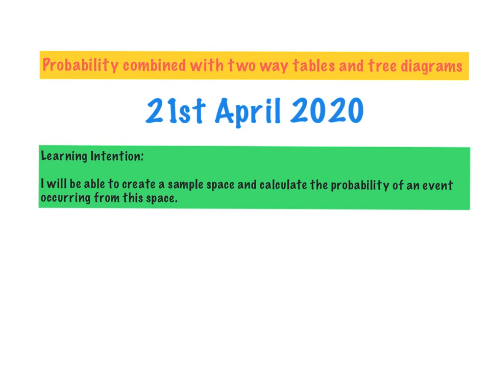So our learning intention for today is I will be able to create a sample space and calculate the probability of an event occurring from this space. And if you remember, our examples of sample spaces were two-way tables, tree diagrams, and also systematic listing. But today we're just going to look at two-way tables and tree diagrams. Probability combined with two-way tables and tree diagrams.